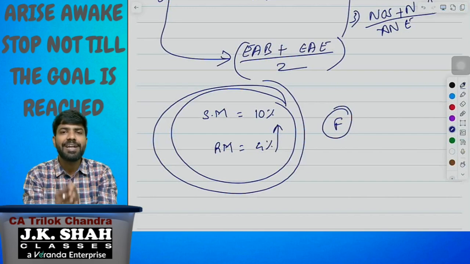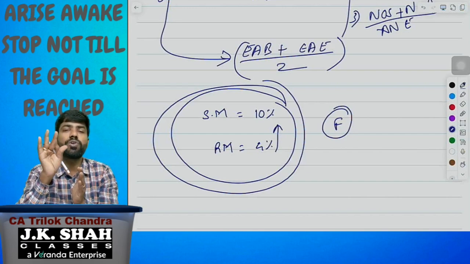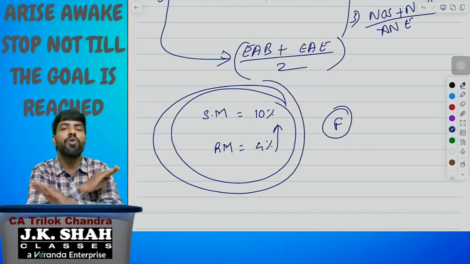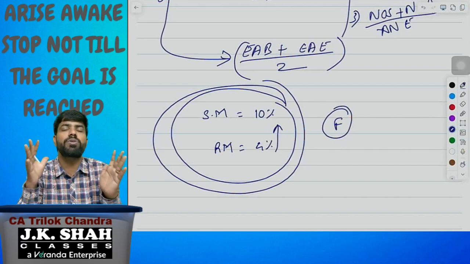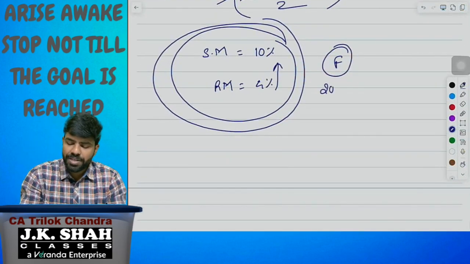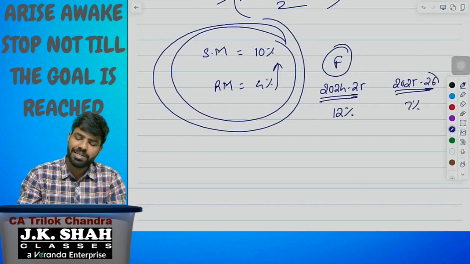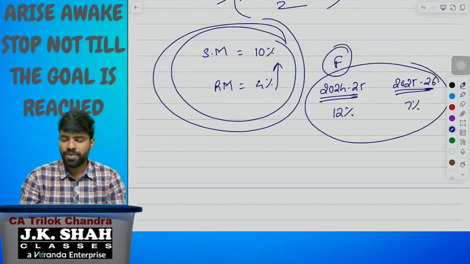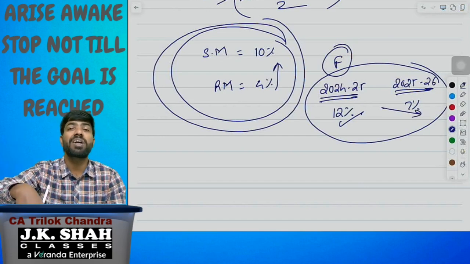The management will try to make flux ratio 0. If flux ratio is 0, what is the meaning of that? No separations, no replacements. If there is no separation and no replacement, huge cost has been saved to the organization. According to flux method, 24-25 it is 12%, 25-26 it is 7%. The management will be so happy. From 12%, they decreased it to 7%. So, labor turnover cost.